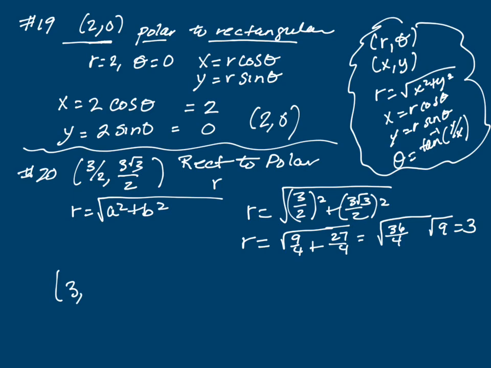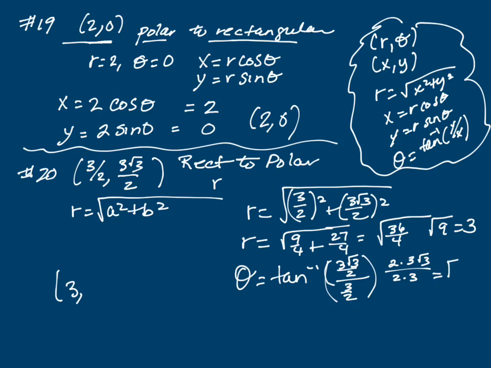And now we have to get theta. And theta is the inverse tan of a over b, b over a, I'm sorry. So 3 square root of 3 over 2 over 3 halves. So just take this complex fraction. This would be 2 times 3 square root of 3 over 2 times 3. So you just get the square root of 3. Oops, that's not right. I forgot to take the inverse tangent of that. I'm sorry. Theta equals the inverse tangent of square root of 3, which is equal to, where is this tangent square root of 3?